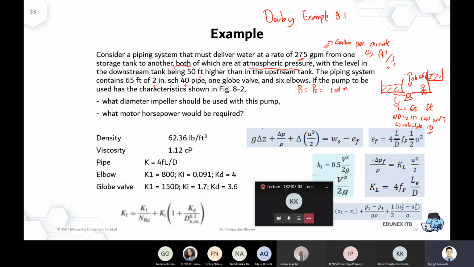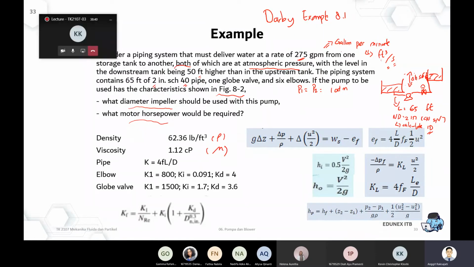And then the question would be, if the pump to be used has the characteristics shown in figure 8.2, the pump curve, what diameter impeller should be used with this pump, and what motor horsepower would be required. Okay, and then this is all the physical properties for the water. That's the density, that's the viscosity, and all the formulas that will be needed to finish the calculation are provided in this slide. Okay, so I just added this part.